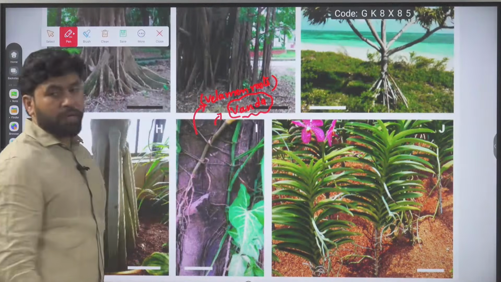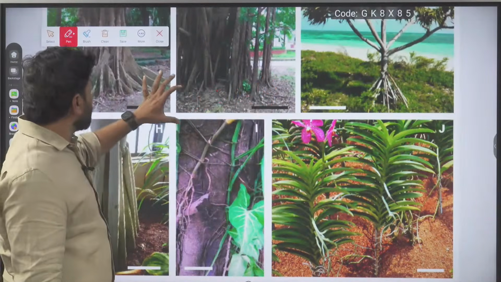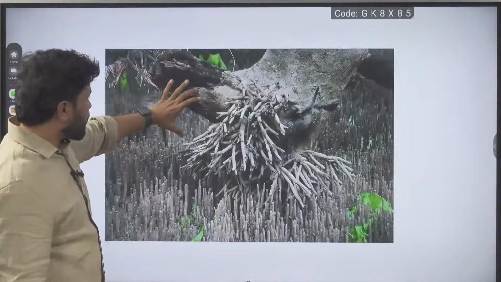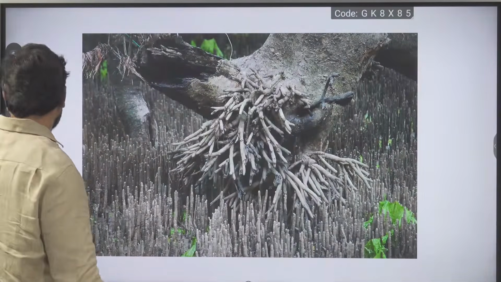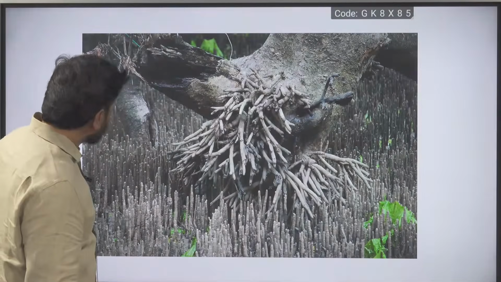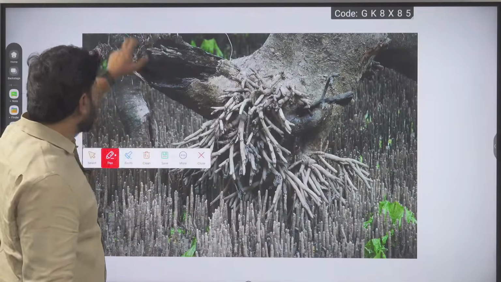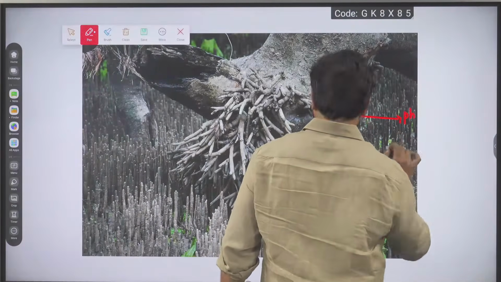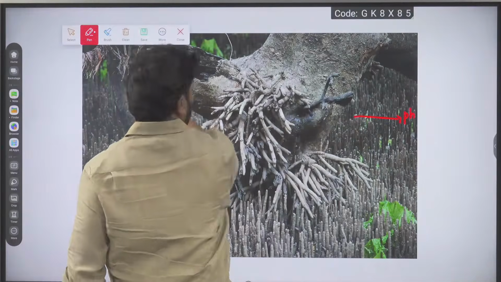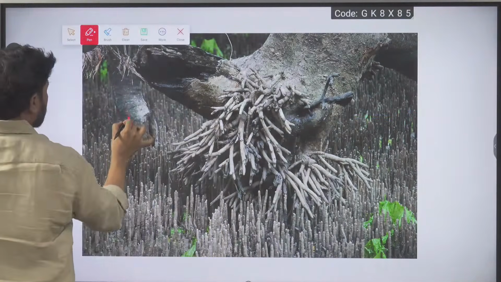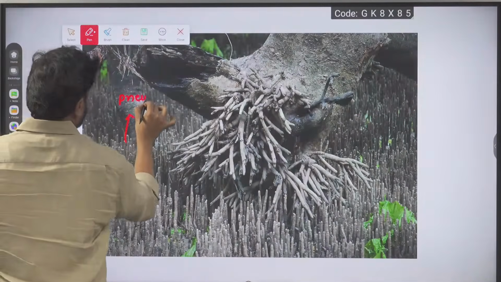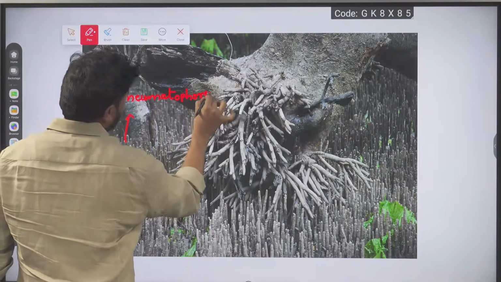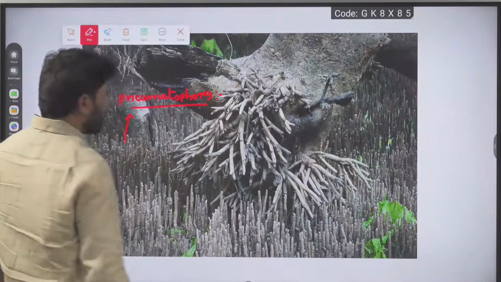Like that, there are so many varieties of roots. Let me show you some more examples that I have collected. This is a variety of root which is called as mangrove roots, also called pneumatophoric roots. Pneumatophores. What does it mean by pneumatophores?